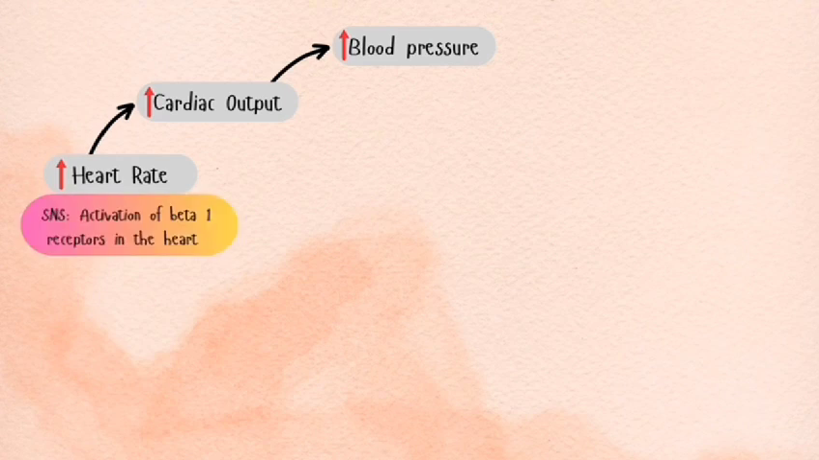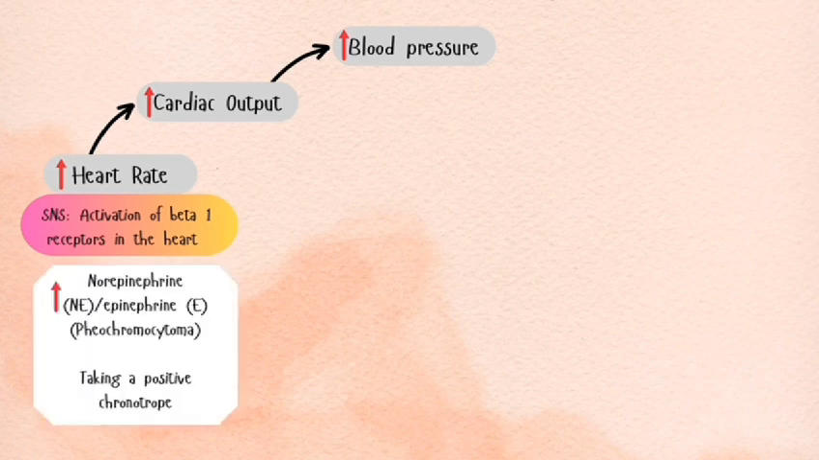Heart rate is mainly regulated by the autonomic nervous system. The sympathetic nervous system increases heart rate through the release of norepinephrine, which activates beta-1 receptors in the heart. Some adrenal disorders, such as pheochromocytoma, which is a tumor of the adrenal gland, can secrete high amounts of catecholamines, epinephrine and norepinephrine, leading to increased heart rate and elevated cardiac output. Also, taking a positive chronotrope such as a beta agonist can increase heart rate.